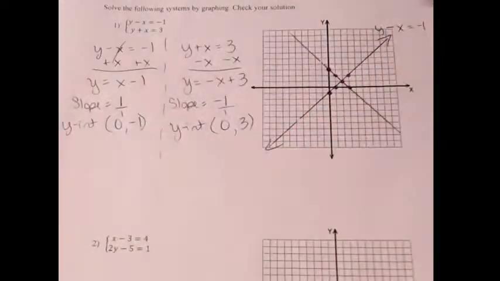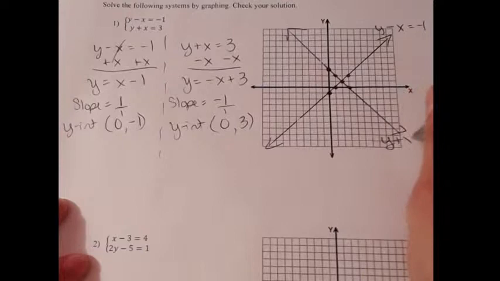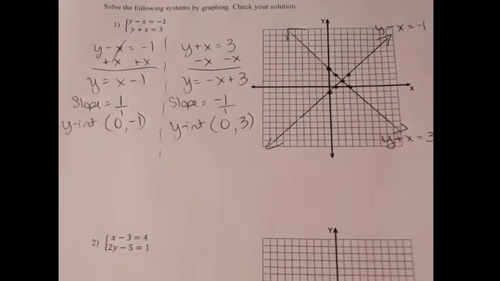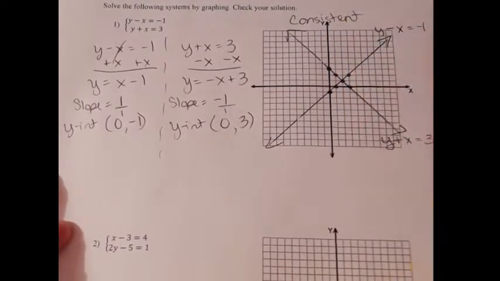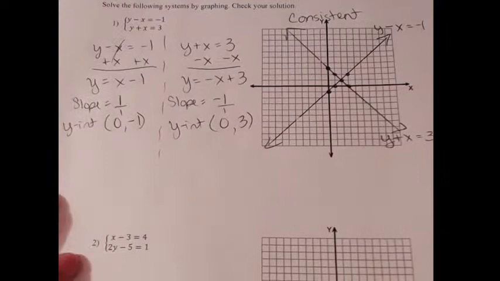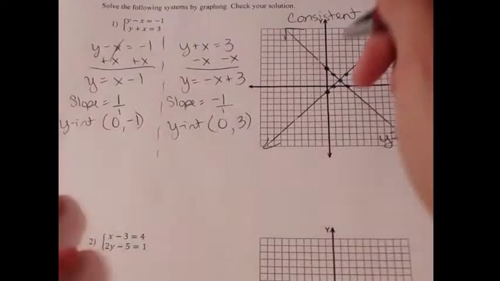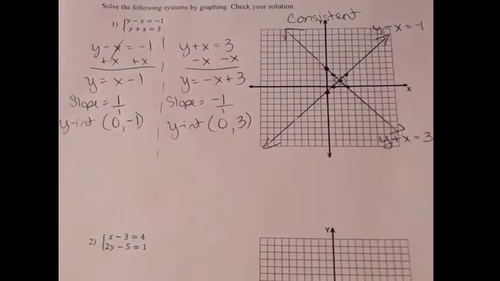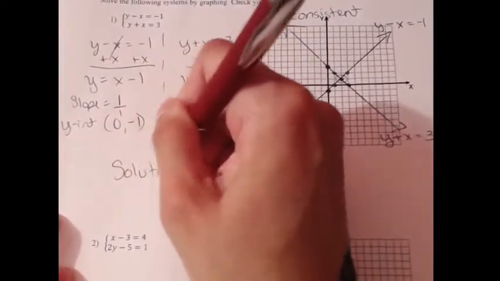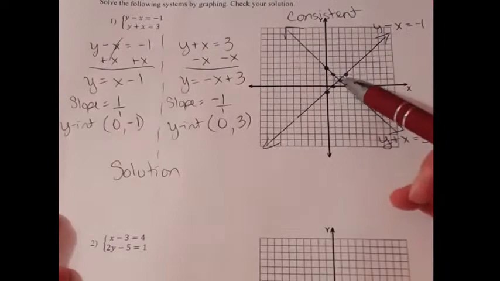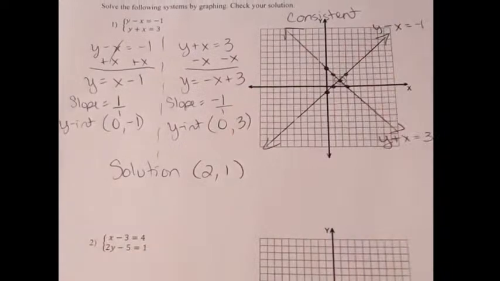Excellent. We can label this line as y plus x is equal to 3. Notice that this system is consistent. Okay? This system is consistent because it has one point of intersection. There's one solution, and that solution is right there. So when we write our answer, we can say solution, and then we can recognize here that this point pertains to (2, 1). So the solution is (2, 1).